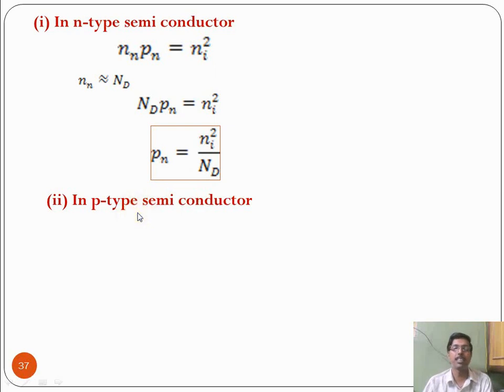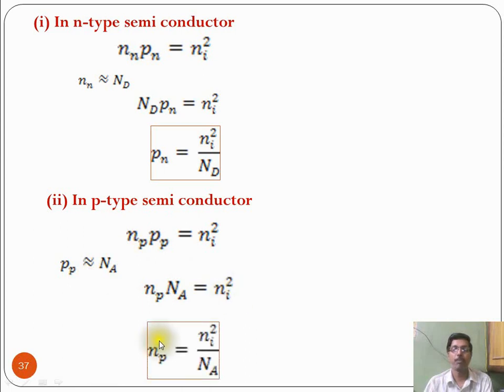In the case of a p-type semiconductor, similarly, np is the concentration of free electrons in p-type and pp is the concentration of holes in p-type. So that is equal to ni square once again. Here it was nn, pn, and here it is np and pp. Similarly, the concentration of holes in p-type is approximately equal to Na, the concentration of acceptor atoms. Then we can substitute Na in place of pp. We can write it as np times Na equals ni square. Now this np can be written from the above equation as ni square by Na.